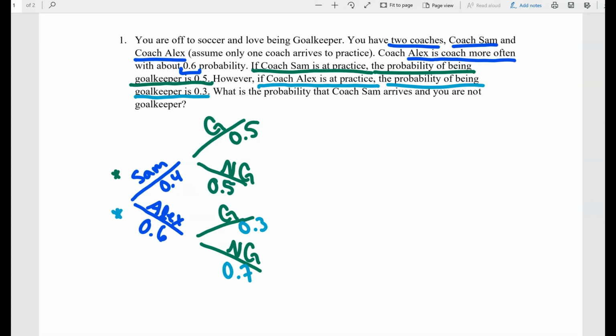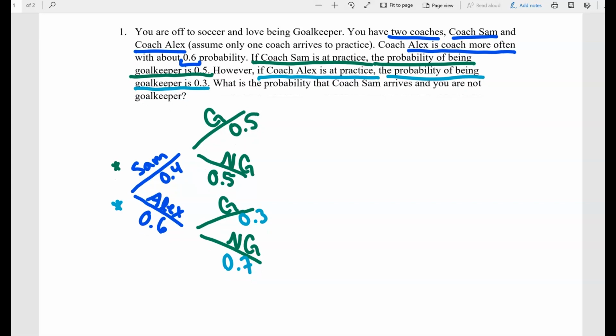Okay, so what we just did is we constructed this tree diagram with all of the information that they gave us. Some of it we have to do 1 minus to be able to get the other stuff, but that's basically how we construct this tree diagram. So usually when you have a problem like this, the first thing that you want to do is construct this tree diagram. Okay, now we are ready to figure out the problem.